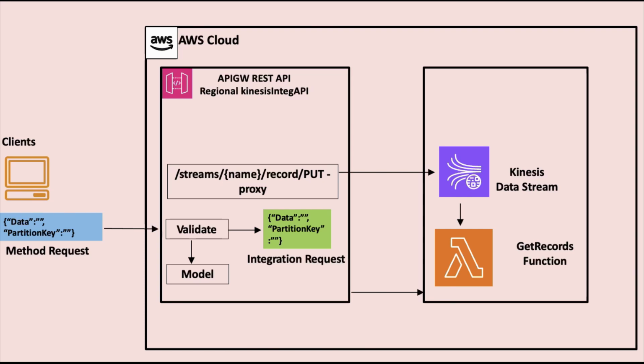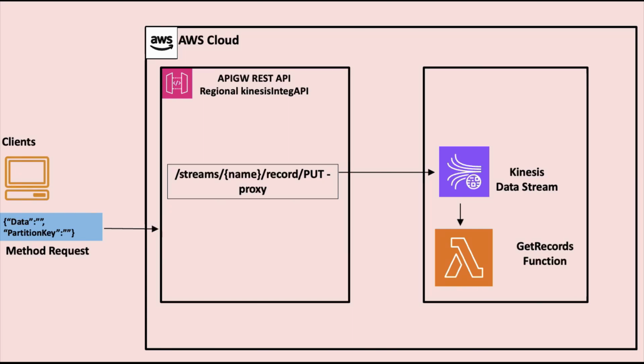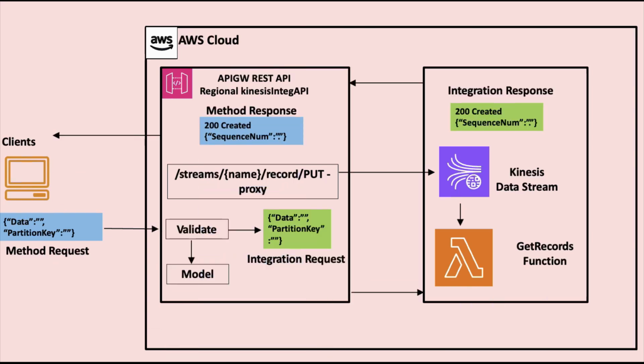It's always a good practice to do the validation in the API gateway instead of doing it in the backend. Once the validation is successful, the integration request will go to the backend, and once the processing happens at the backend, the response will come back to the client.